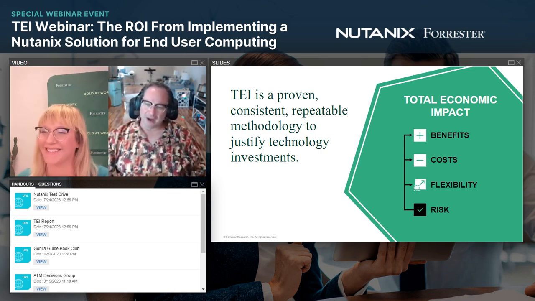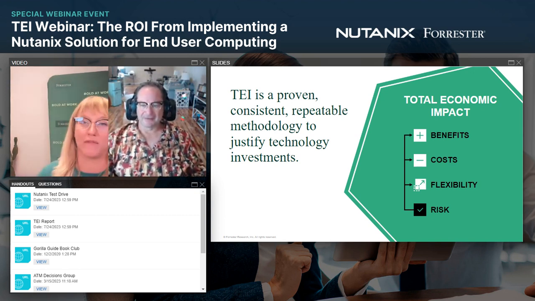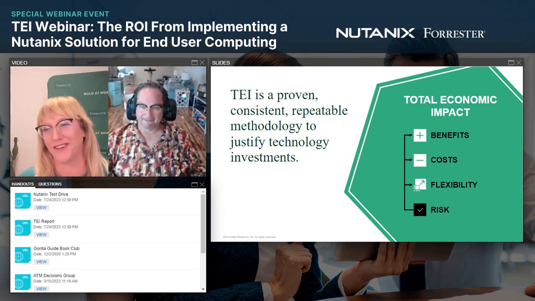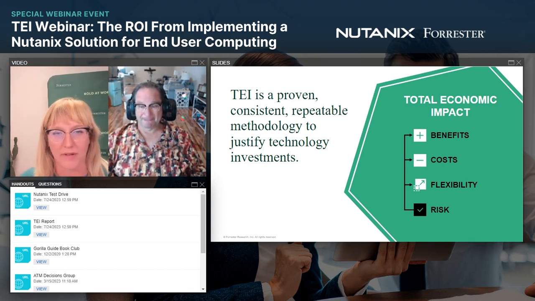But Courtney, why the TEI? Why Forrester, and why now? I love this question. I think in times of uncertainty, people really need facts to inform big decisions. And going from 3-tier architecture to VDI is a pretty big decision.